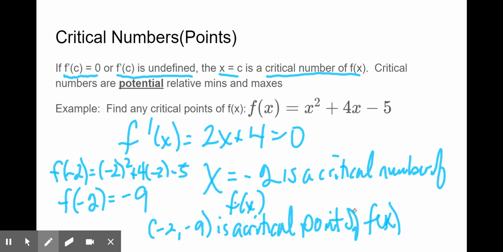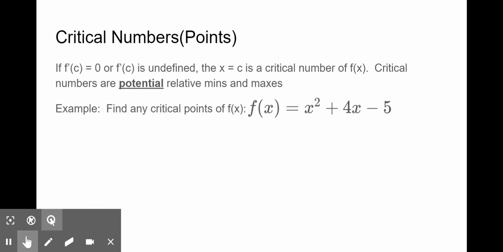Critical points are good because we're going to eventually graph negative 2, negative 9, if it is a relative min or relative max, and then we can label it. Because ultimately we're trying to make a graph. All right, so that's the first example there real quick.